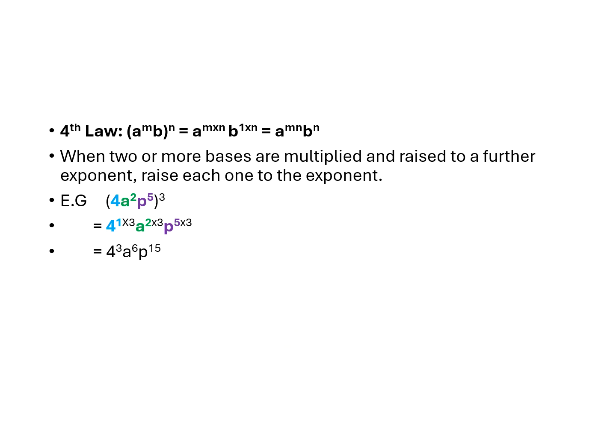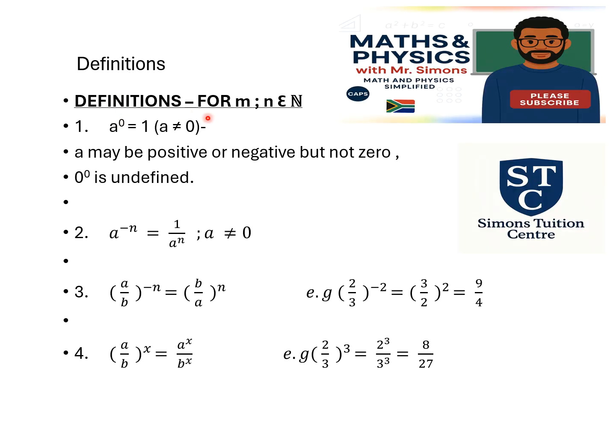Next slide, we're going to look at some definitions or rules of exponents that were discovered from solving problems. Definition for m and n, if they are elements of the natural numbers: anything raised to the power 0 will always equal 1, but take note, a is not allowed to be 0. So a may be positive or negative, but not 0. 0 to the power 0 is undefined, as per schoolwork.